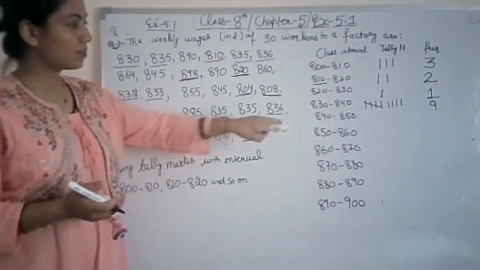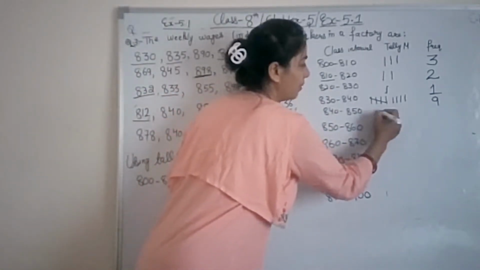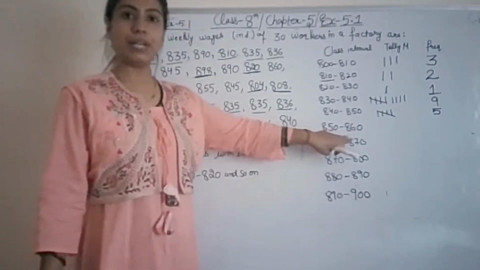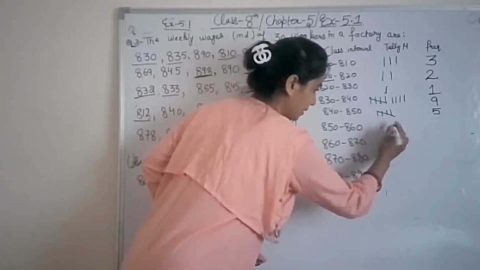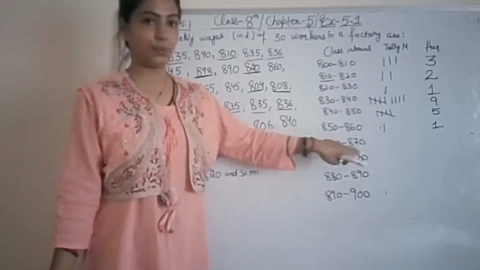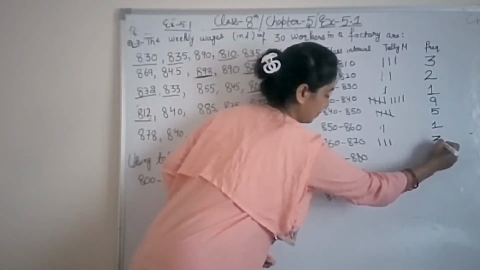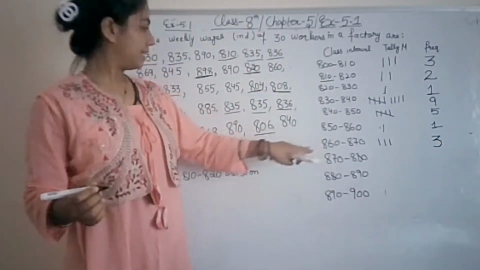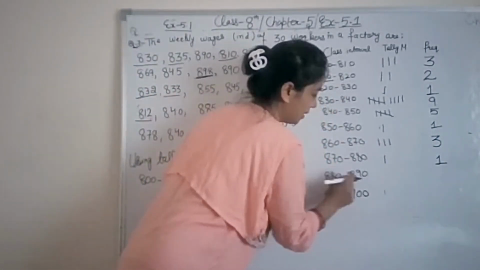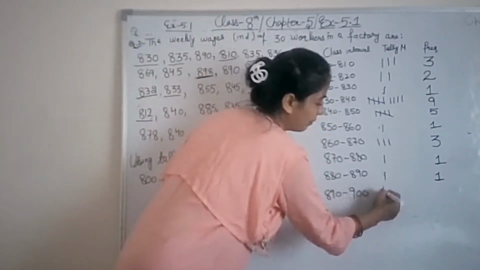And I have already done. So 840 से 850 बीच में there are 5 numbers. So 1, 2, 3, 4, 5. So there are 5, right? Now 850 to 860 there is only one number. So 1 tally mark. Okay. So after 860 to 870 there are 3 numbers. 1, 2, 3. 870 to 880 I have only 1. So 1 tally mark. 880 to 890 only 1 tally mark, and 890 to 900 we have 1, 2, 3, 4 tally marks.